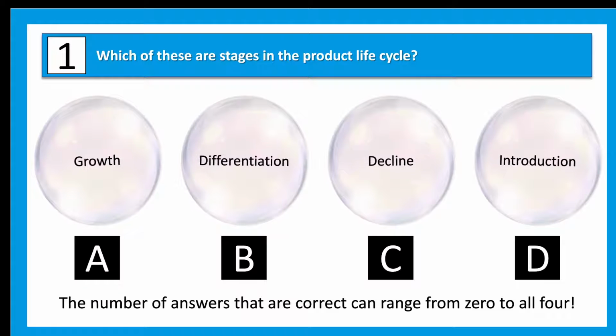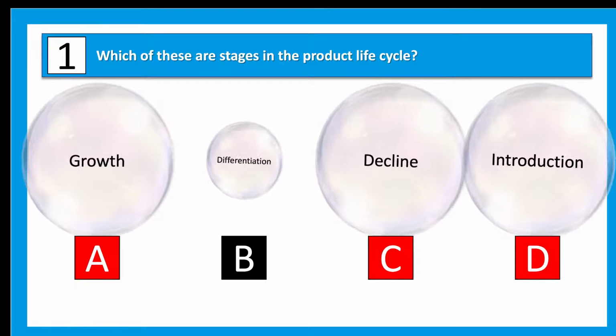Which ones are correct? We're looking for the right answers here. Growth, differentiation, decline, and introduction. Lots and lots of answers coming in. A range here, but most of them are saying that three of these are correct. We'll look at the answers here and just check and see if that's correct. Indeed it is. Three of those are stages in the product life cycle. Introduction, growth, decline. A, C, and D are the correct answers here. Differentiation, of course, is not. Well done, everybody who got that right. You've got the hang of it now.